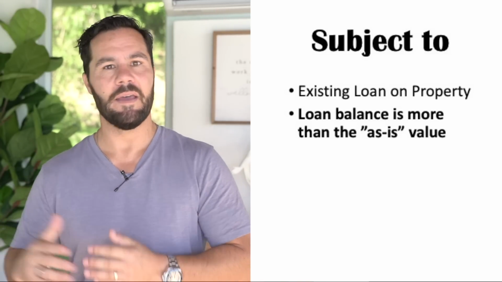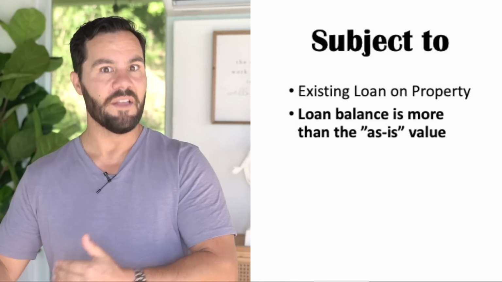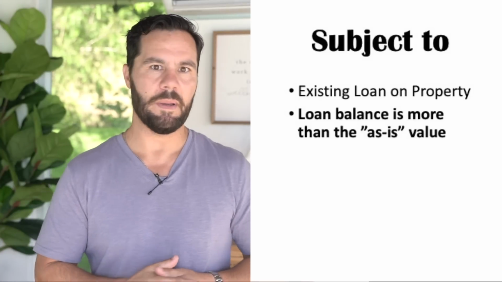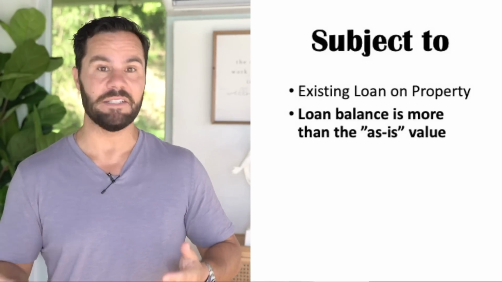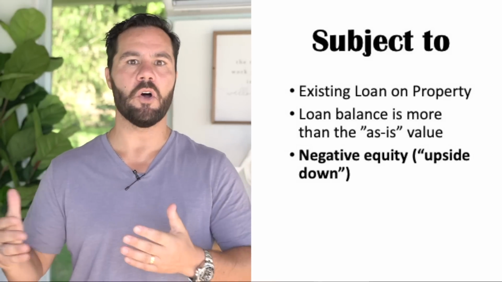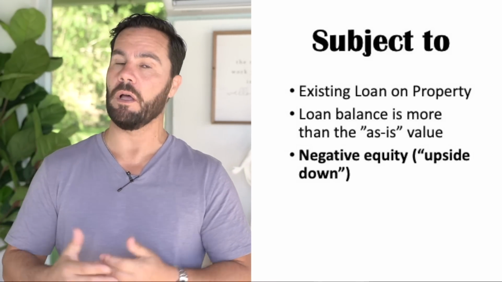Let's say the seller has a distressed property that he wants to sell, but he does not own the property free and clear. Instead, he has an existing loan already in place on the property, and the loan balance is more than the low cash offer. The loan balance may even be higher than the as-is value of the property. That is what we call negative equity, or what I like to call upside down.